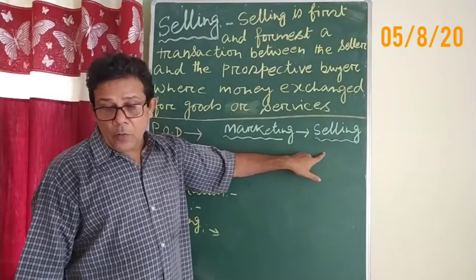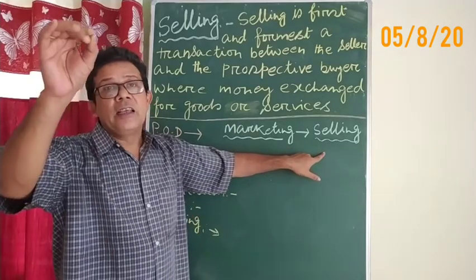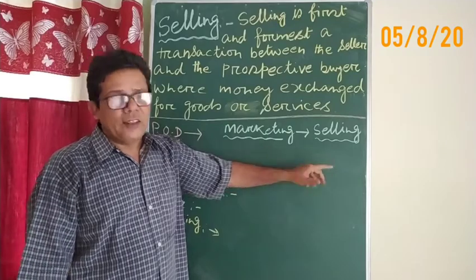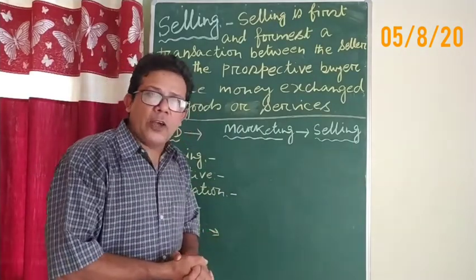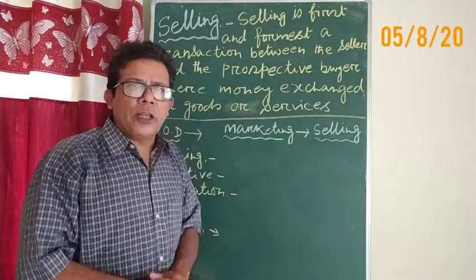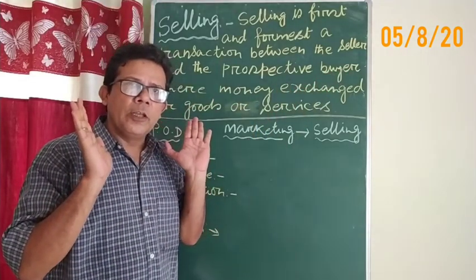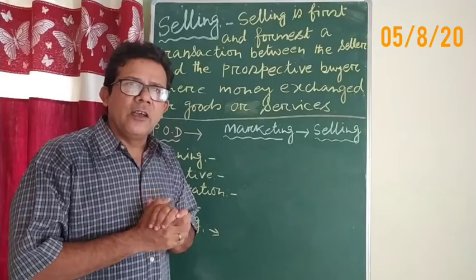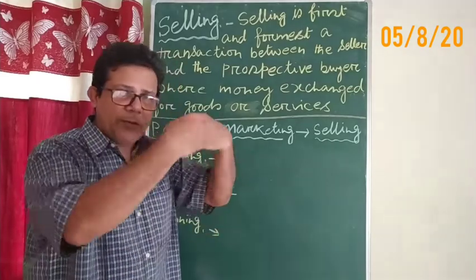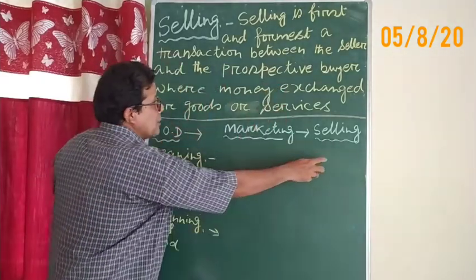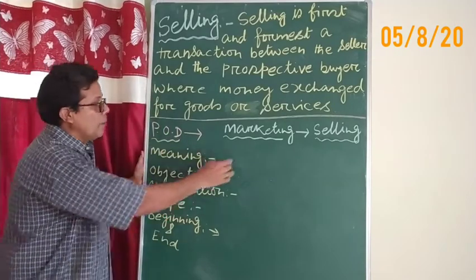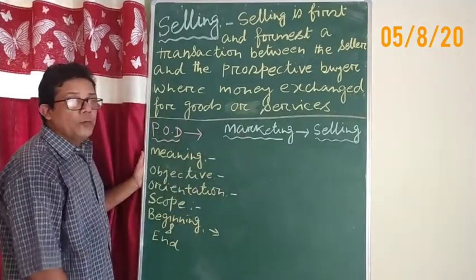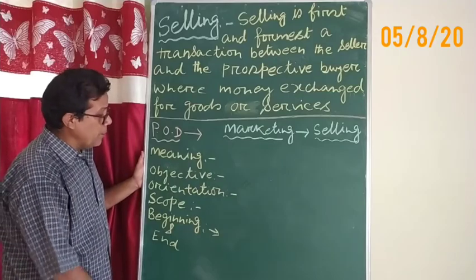On the other hand, what is selling? Selling has a short-term goal. Why? This is the product, and the product is with you in the market. What is your aim? Somehow sell it and be done, finish the trouble. You are not interested in anything else. Let me sell this thing, somehow convincing the customer. That is why selling has a short-term goal, and marketing has a long-term goal or long-term perspective.